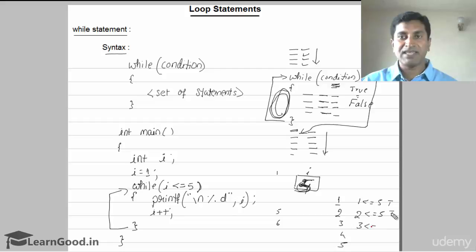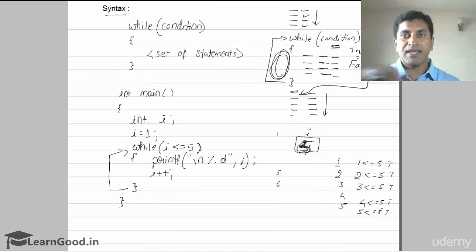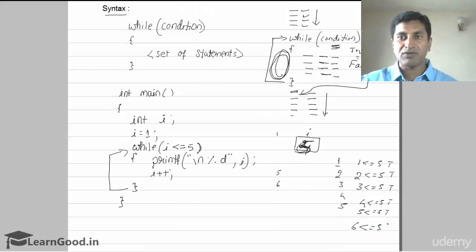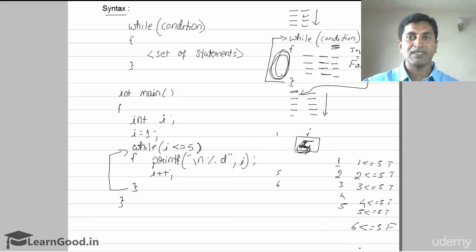In the same way, 3 is less than or equal to 5, it is true. 4 is less than or equal to 5, it is true. 5 is less than or equal to 5, that is also true. And then when it goes back, next time it checks here, 6 is less than or equal to 5, the condition becomes false. When this condition is false, it comes out of the loop and stops the program.